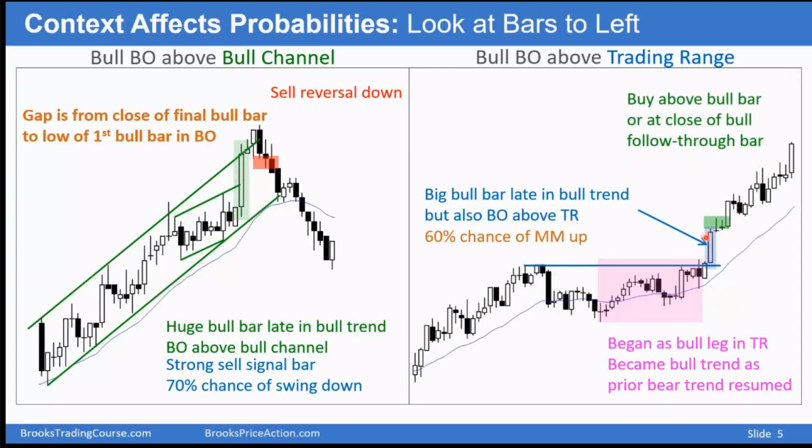Traders will buy above that bull bar, and the next bar is not a bear body. They'll buy the close of that bar or above the high of this pause bar, expecting at least some kind of a measured move up and possibly a resumption of the bull trend. So bull trend, trading range, breakout, and resumption of the bull trend.